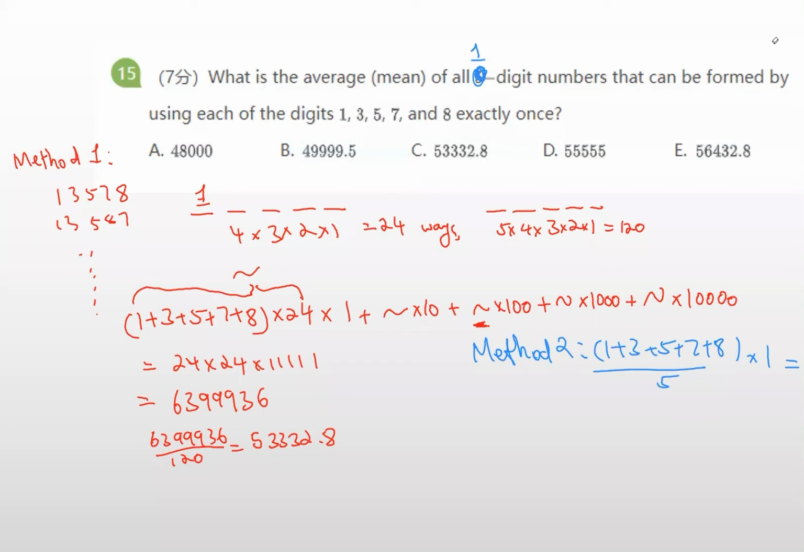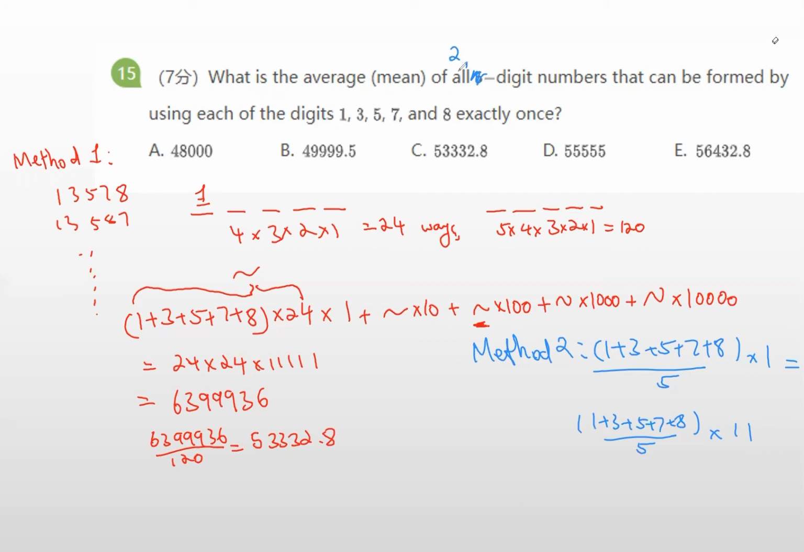And that's going to give us 24/5, which is 4.8. This is very easy, right? If we just look at 1-digit. Now think about it. What if I change the question to 2-digit number? Again, it's going to be 1 + 3 + 5 + 7 + 8. We know this is the average, and we times it by 11. Why? Because this is the average of the 5 numbers. It happens on the unit digit, and it also happens on the 10 digit as well, right? So we times by 11.